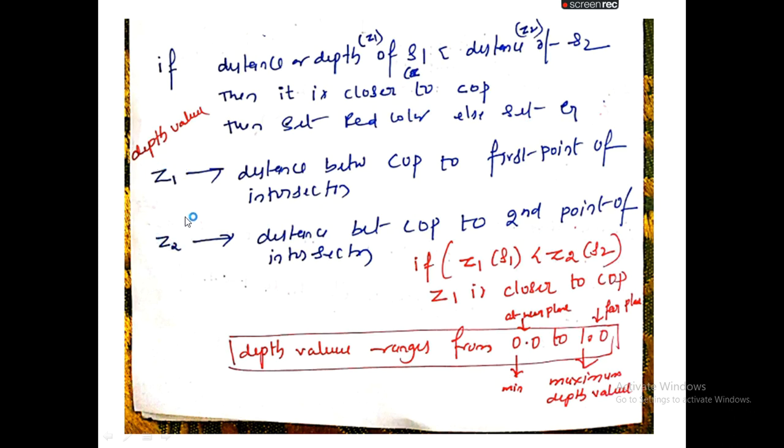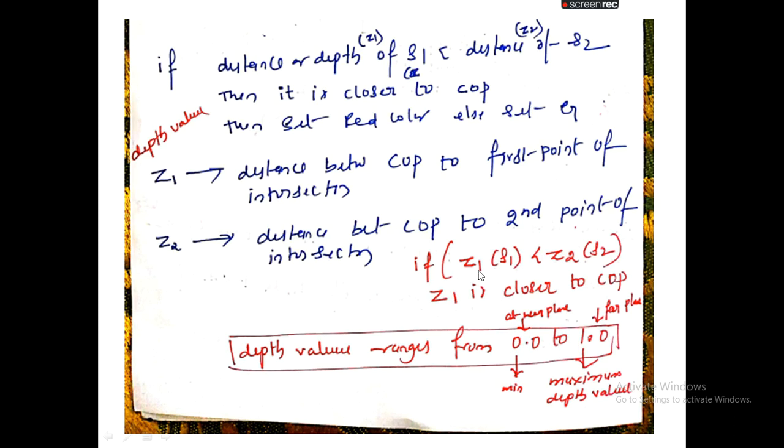Now what do Z1 and Z2 mean? It is a depth value. It is the distance between the center of projection and the first point of intersection; that is nothing but Z1. Z2 is the distance between the center of projection and the second point of intersection. This is our depth value. Based on the depth value, this algorithm will decide which pixel belongs to the front face and which pixel belongs to the back face.